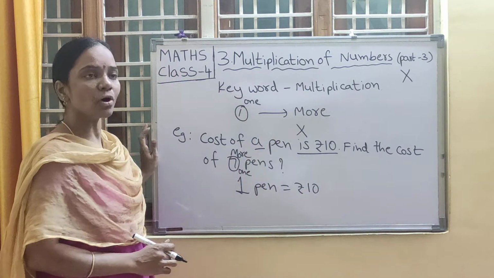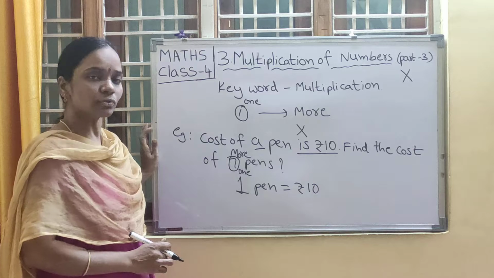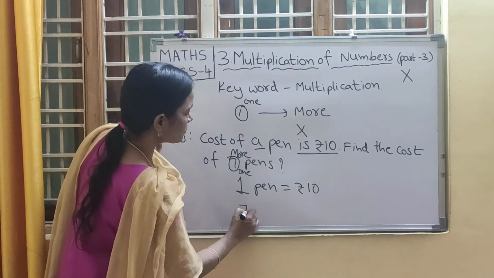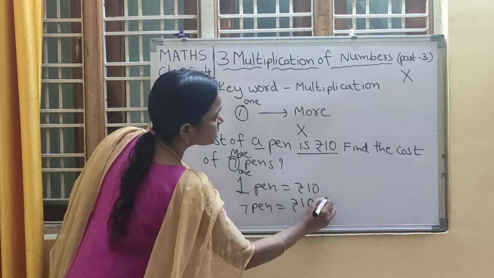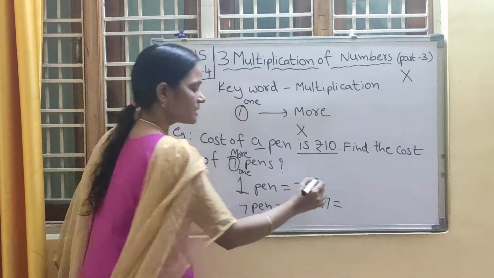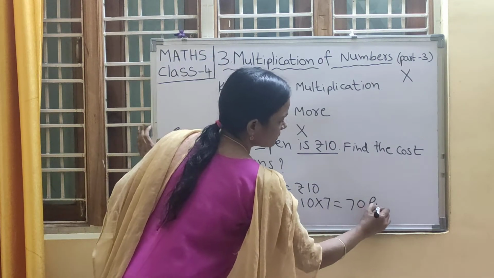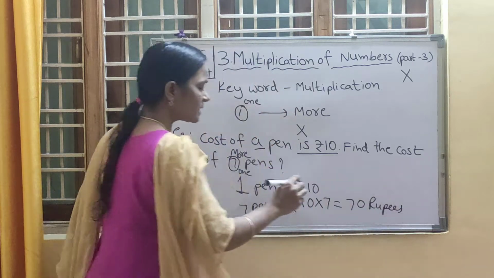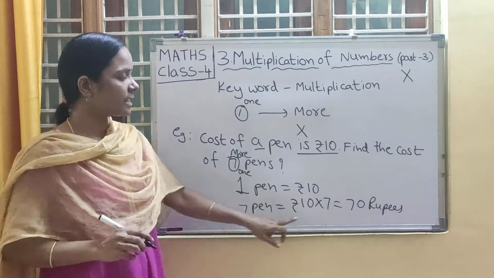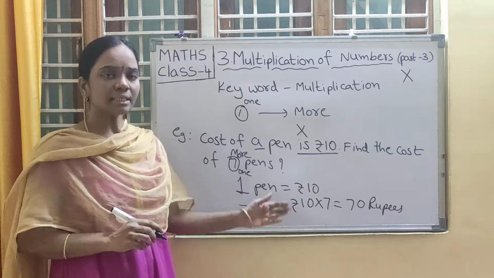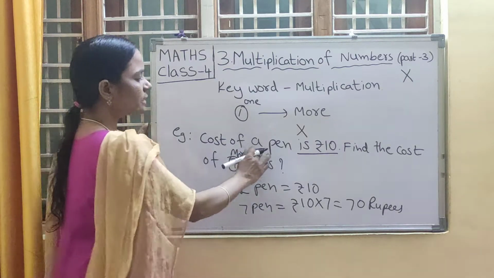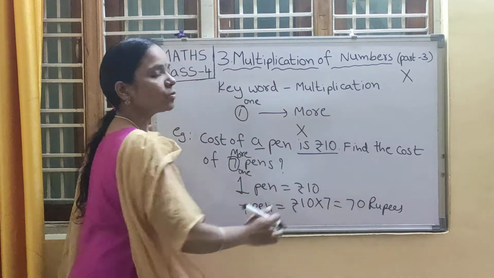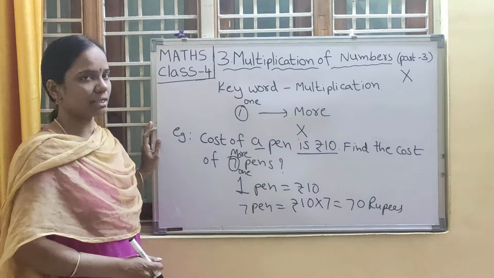Then what do we have to do? How do you get the answer? We have to take multiplication. So now the cost of 7 pens is equal to 10 rupees into 7. 10 sevens are 70 rupees. So what is the cost of 7 pens? 70 rupees. So here we have to take multiplication. So this is the keyword. Giving one thing and asking for more things means we have to take multiplication.